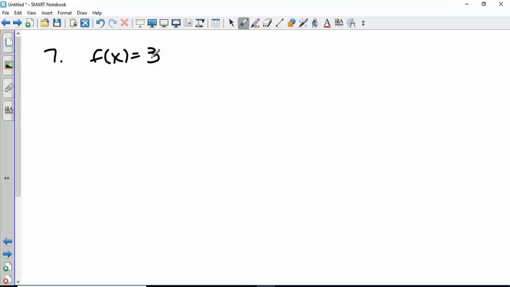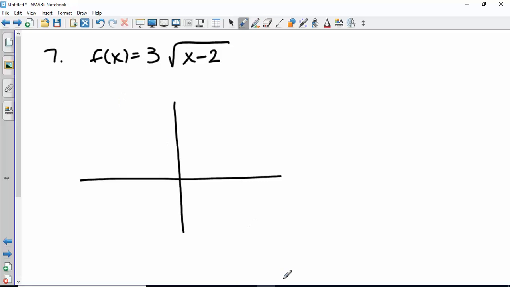f of x equals 3 times the square root of x minus 2. On this, I will require a parent function and transformations. So your parent function is just your square root of x. So you have to think about numbers you can plug in. Square root of 0 is 0. Square root of 1 is 1. Square root of 4 is 2.